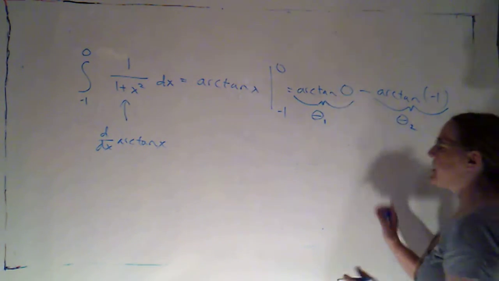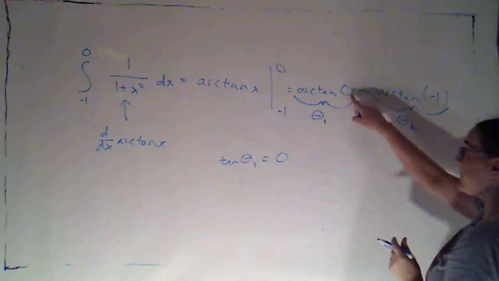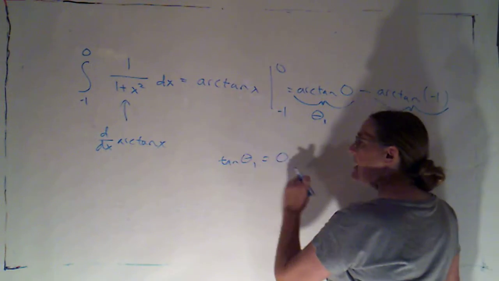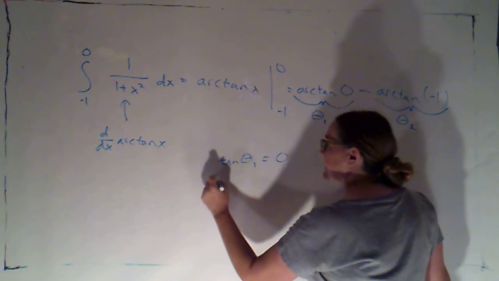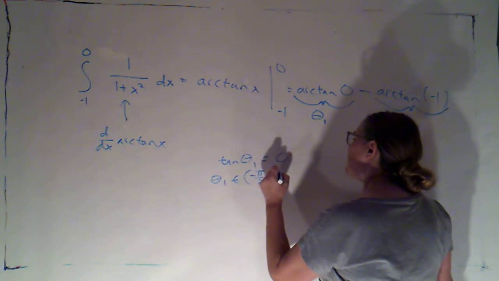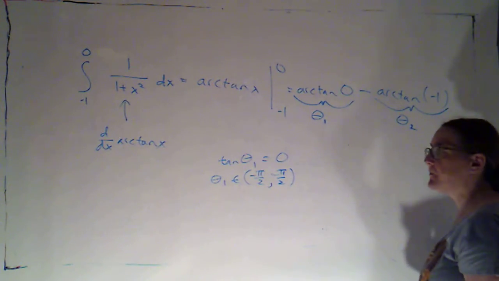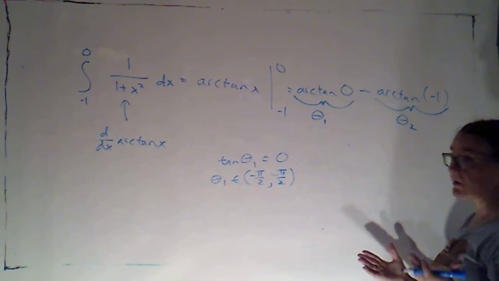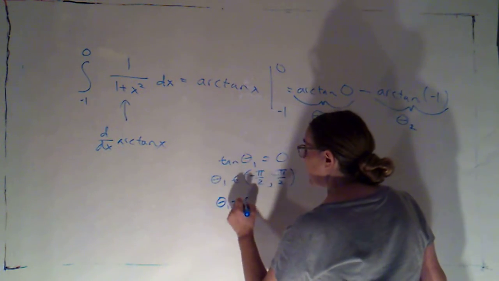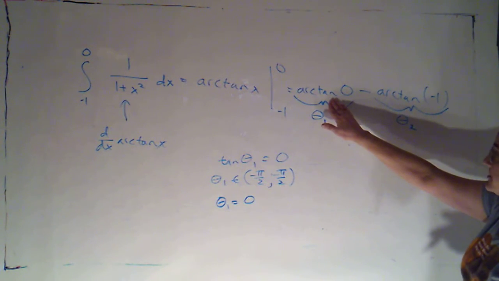Now what I know about theta 1 is that tangent of theta 1 must equal 0. That's the value of tangent. I'm looking for the angle. Now, infinitely many angles satisfy that, but remember with inverse tangent, my angle has to be in the interval from negative pi over 2 to positive pi over 2. There is one and only one angle in that interval whose tangent is 0, and that angle is 0. So, this angle is just 0.